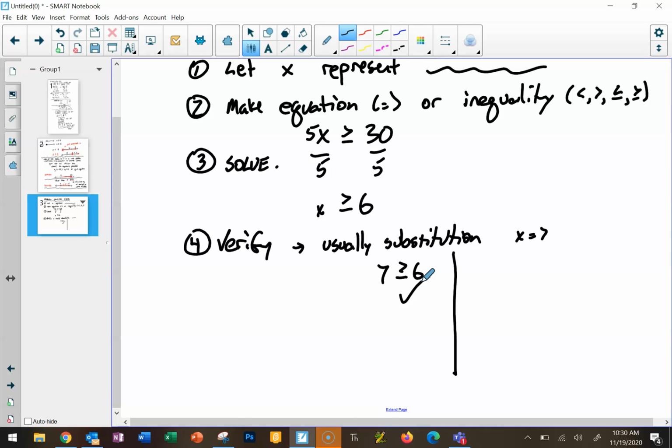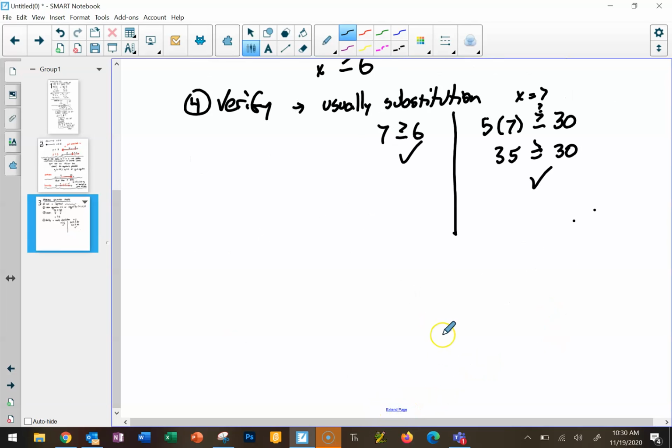But then you've got to go back up to the original, and you've also got to plug that in. So then you've got to go, my original was 5 times X, so now it's 5 times 7. Is that greater than or equal to 30? And that's the question mark one, right? So 5 times 7 is 35. So that is indeed greater than or equal to 30. So now you've checked it. So you always have to go back up to the original inequality or equation to check it.